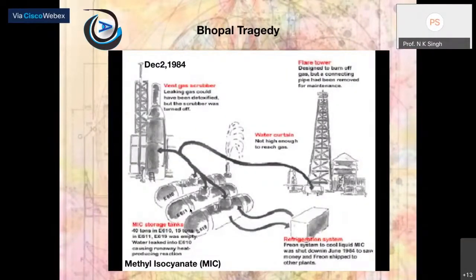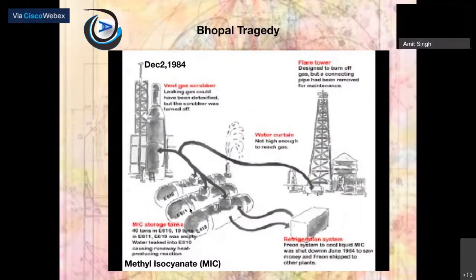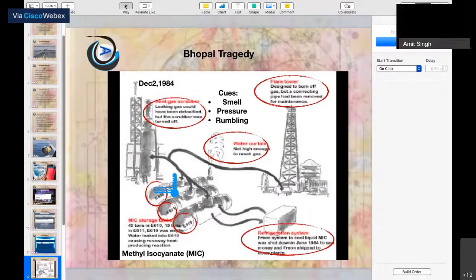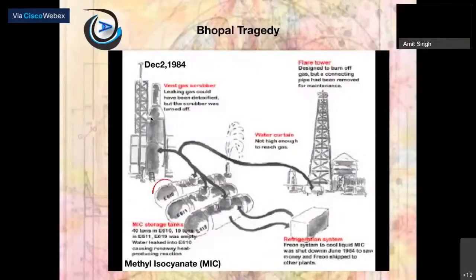This is an example of the Bhopal Gas Tragedy. Everybody would be aware of it, December 2nd, 1984. There was methyl isocyanate stored in the facility. The plant was shut down, but they had certain storage tanks, canisters, wherein MIC was stored. There was about 50 tons stored in this tank, about 15 tons in the second one, and the third one was empty.